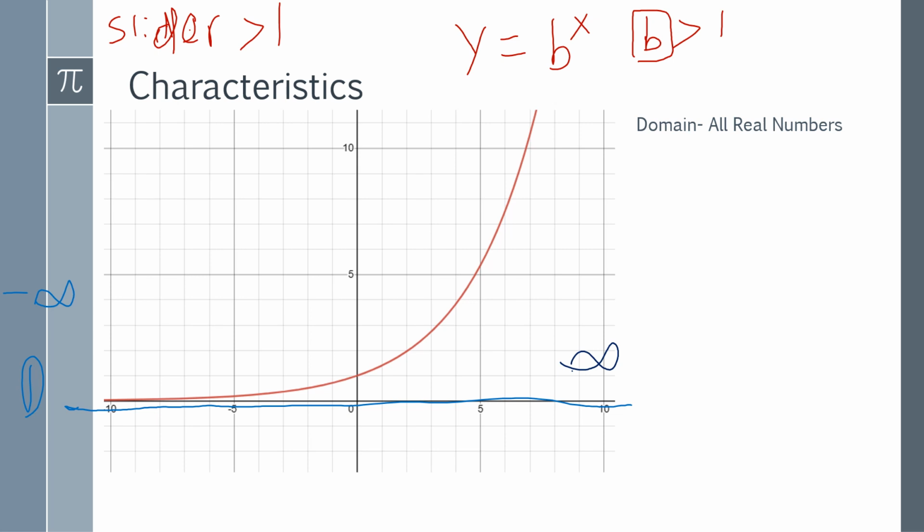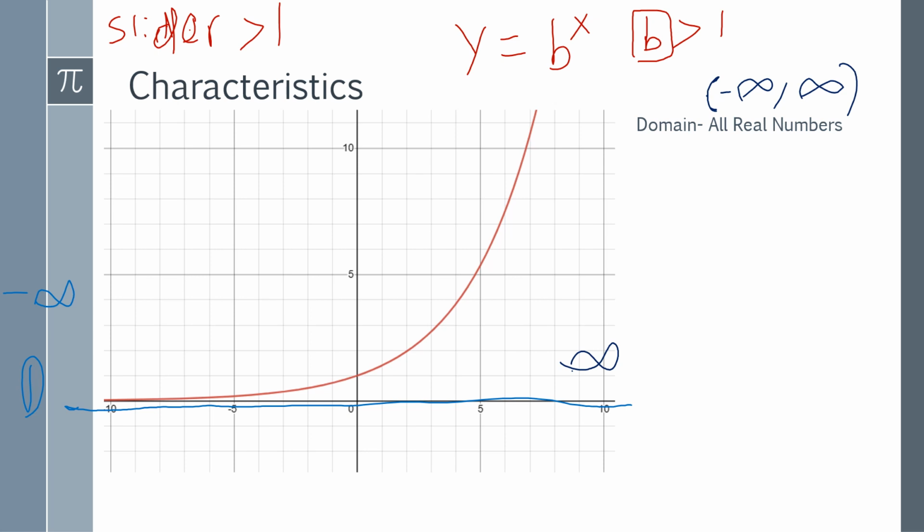Negative infinity to positive infinity is saying all real numbers.